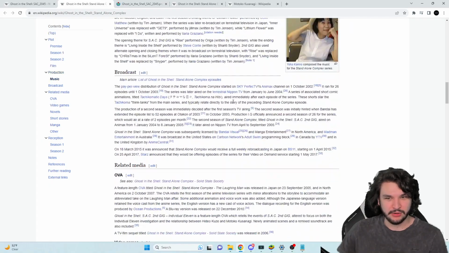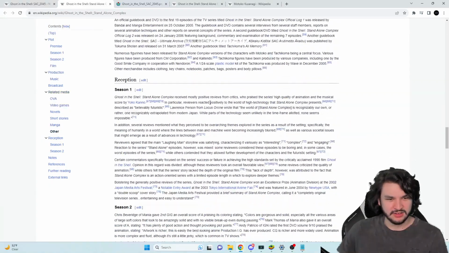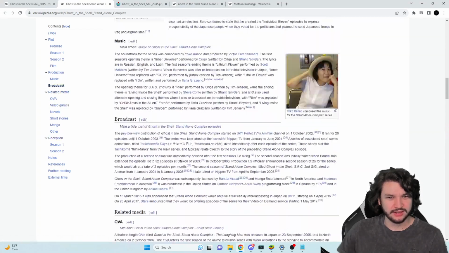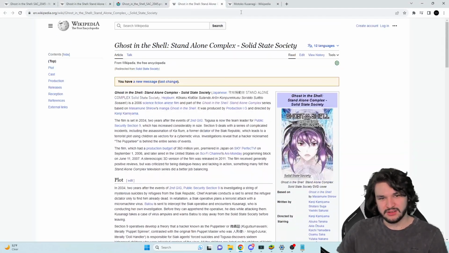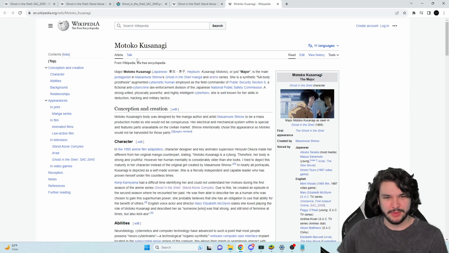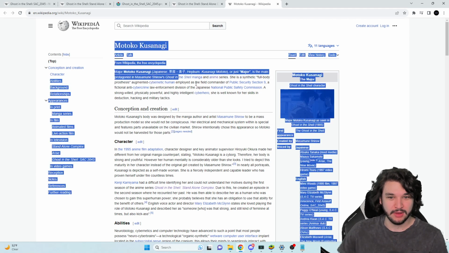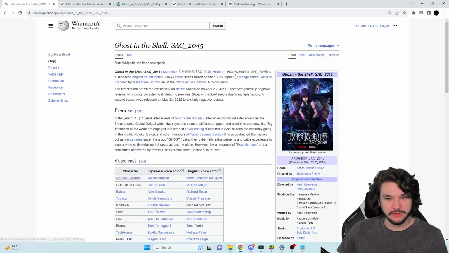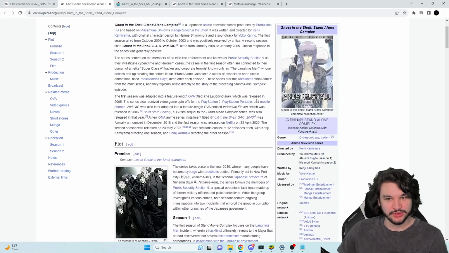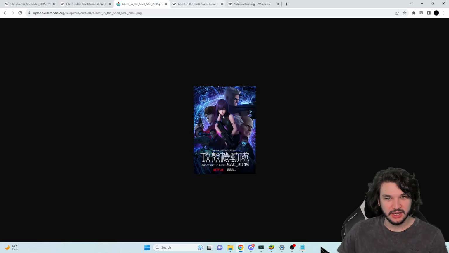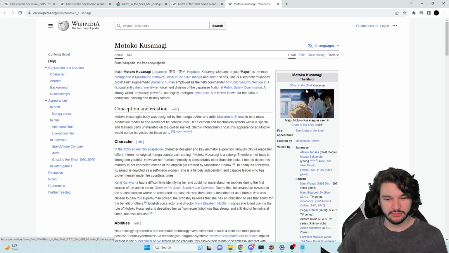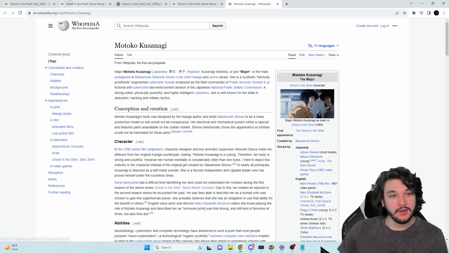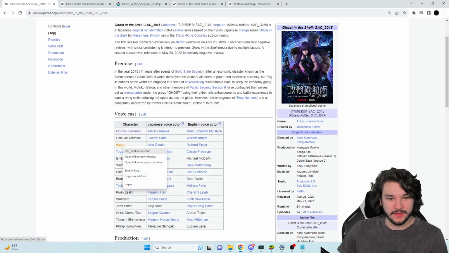If I go down to characters here, is there some sort of characters that I can look into? I guess it just tells you about Motoko. She's the main protagonist in the Ghost in the Shell manga and anime series. She looks a lot different in this, right? I didn't even notice that that was the same person as this. So there you go. We also have this guy.